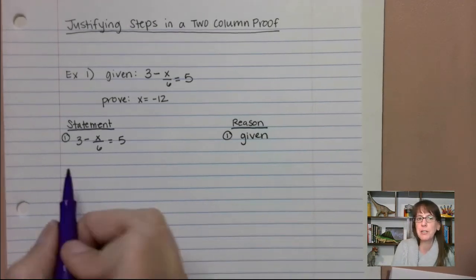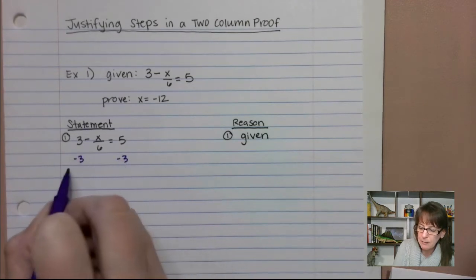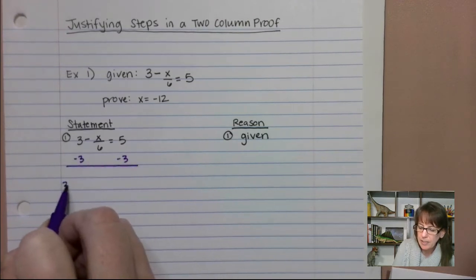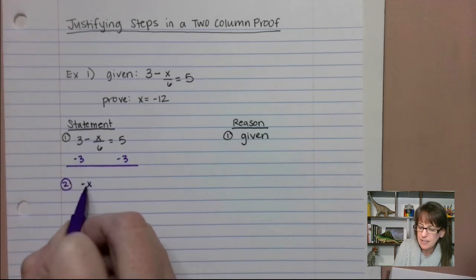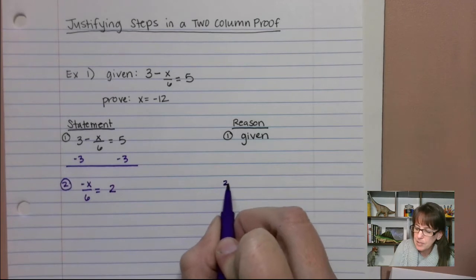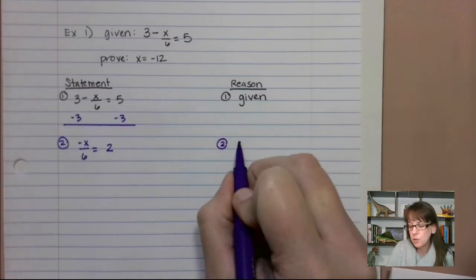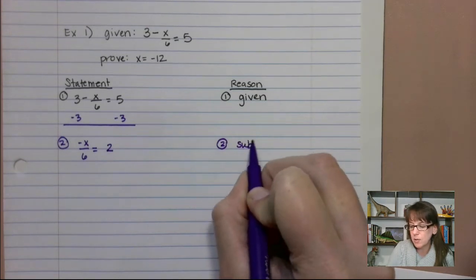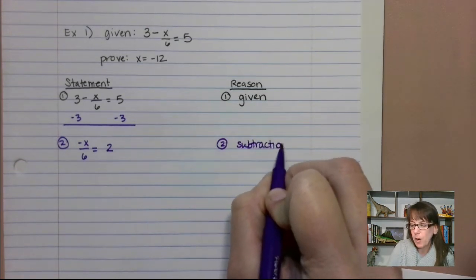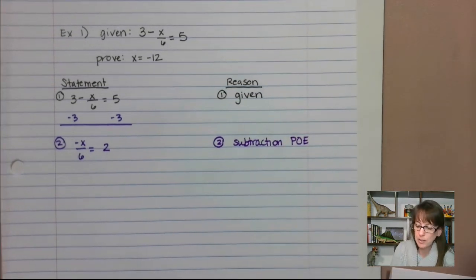So the very first thing we want to do in this proof is subtract 3 from both sides. If we do that, we are given negative x over 6 equals 2. Now, the step that allowed me to do that was the subtraction property of equality. Subtraction property of equality. I'm going to go ahead and abbreviate while we're doing this.